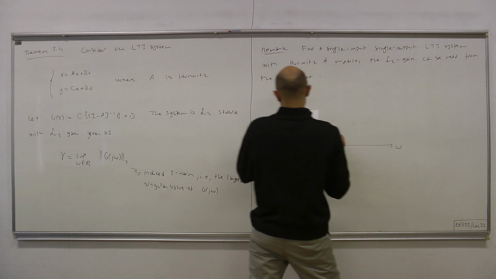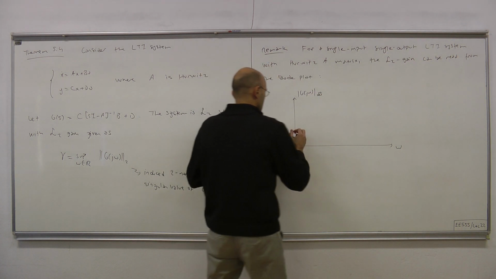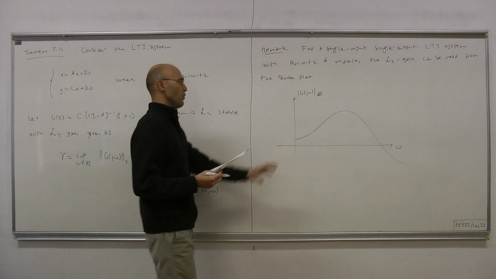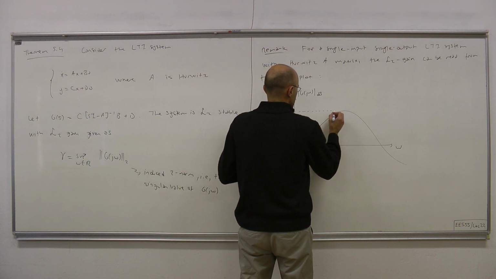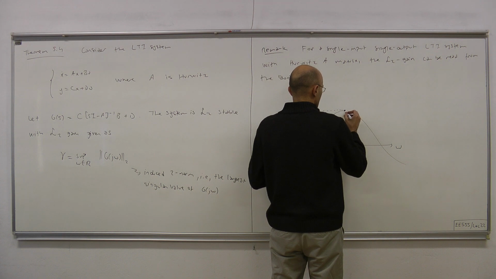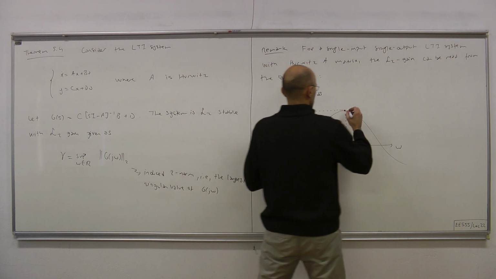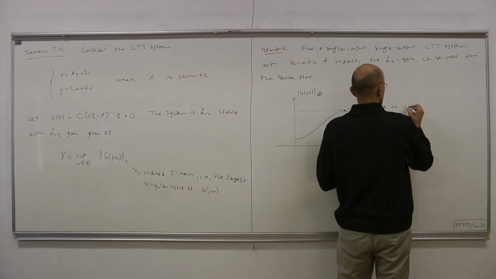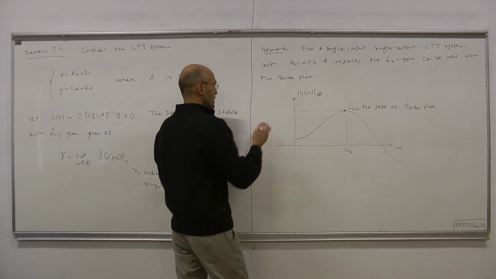This is omega, this is G(j omega). Say, and then suppose that we have something like that, sort of like a bandpass filter, and then this peak is what the L2 gain of your system is. Omega 0, let's call it. So this is the peak of the Bode plot, and that peak is the L2 gain of your system.